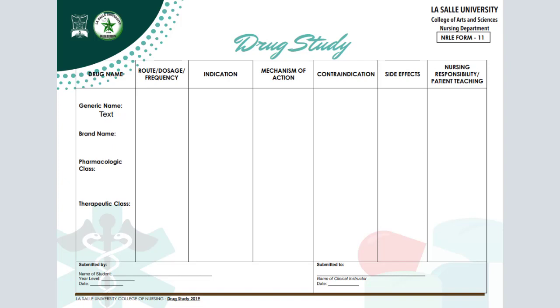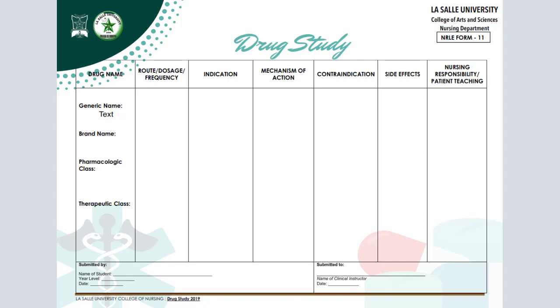So, most of the CIs will require 2 or 3 to 5 drug studies for every rotation. For each drug that you submit, we will use the following rubric so that we know how to score. The score of the drug study will be in accordance with the description of each criterion.